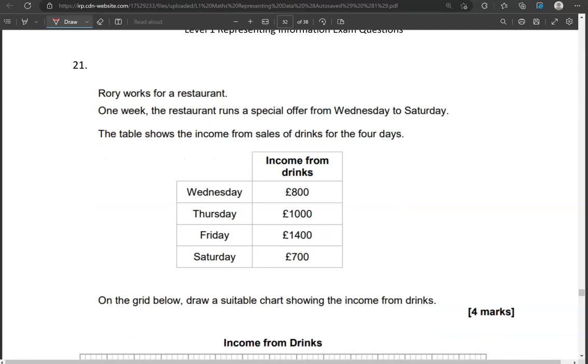Rory works for a restaurant. One week, the restaurant runs a special offer from Wednesday to Saturday. The table shows the income from sales of drinks for the 4 days. On the grid below, draw a suitable chart showing the income from drinks.